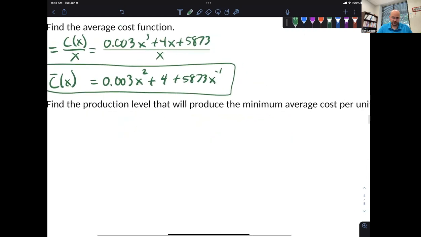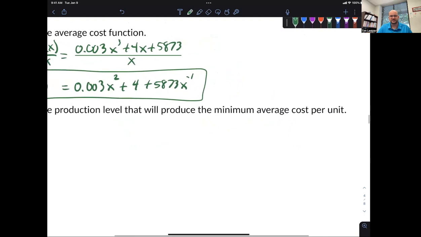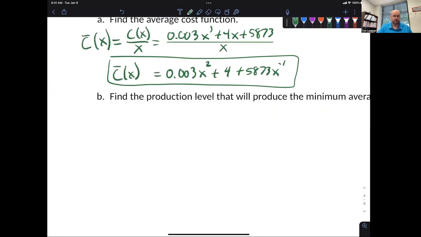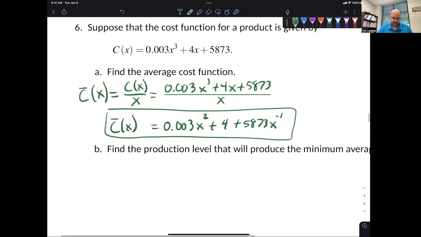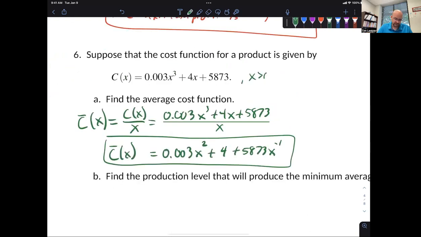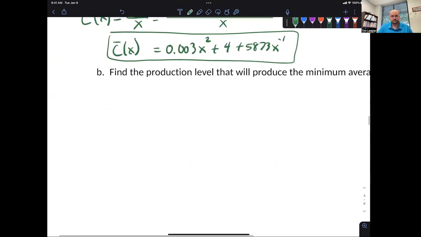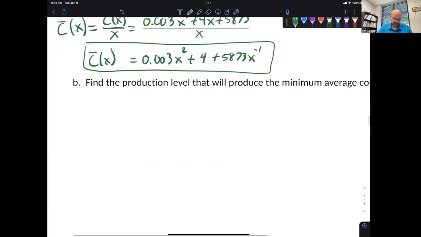B is asking, find the production level that will produce the minimum average cost per unit. To do that, we want to find the derivative of the function. Technically, there is an understood x is greater than or equal to 0, but we can't include 0 here, so x greater than 0 is the domain. So let's go ahead and find the derivative. We want to find C bar prime of x, effectively the marginal average cost.